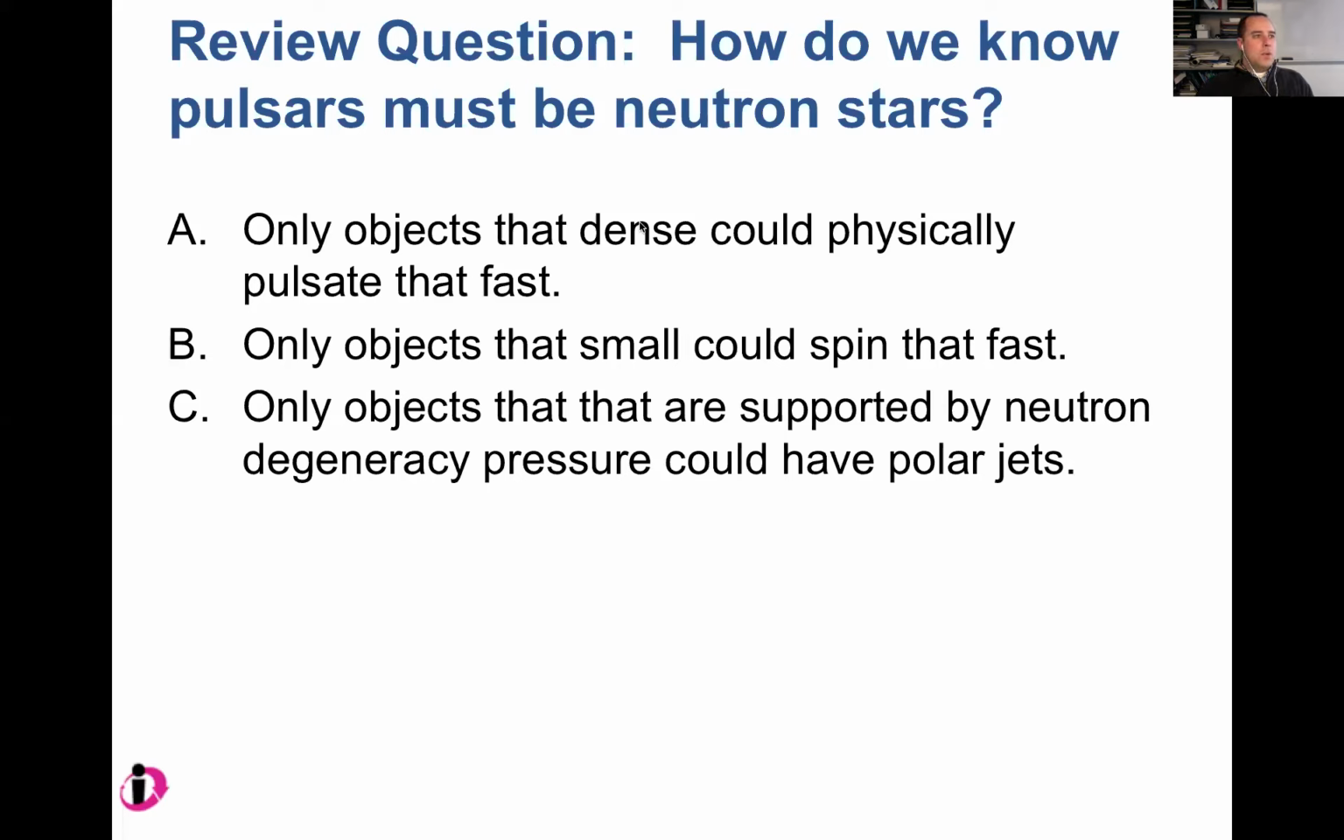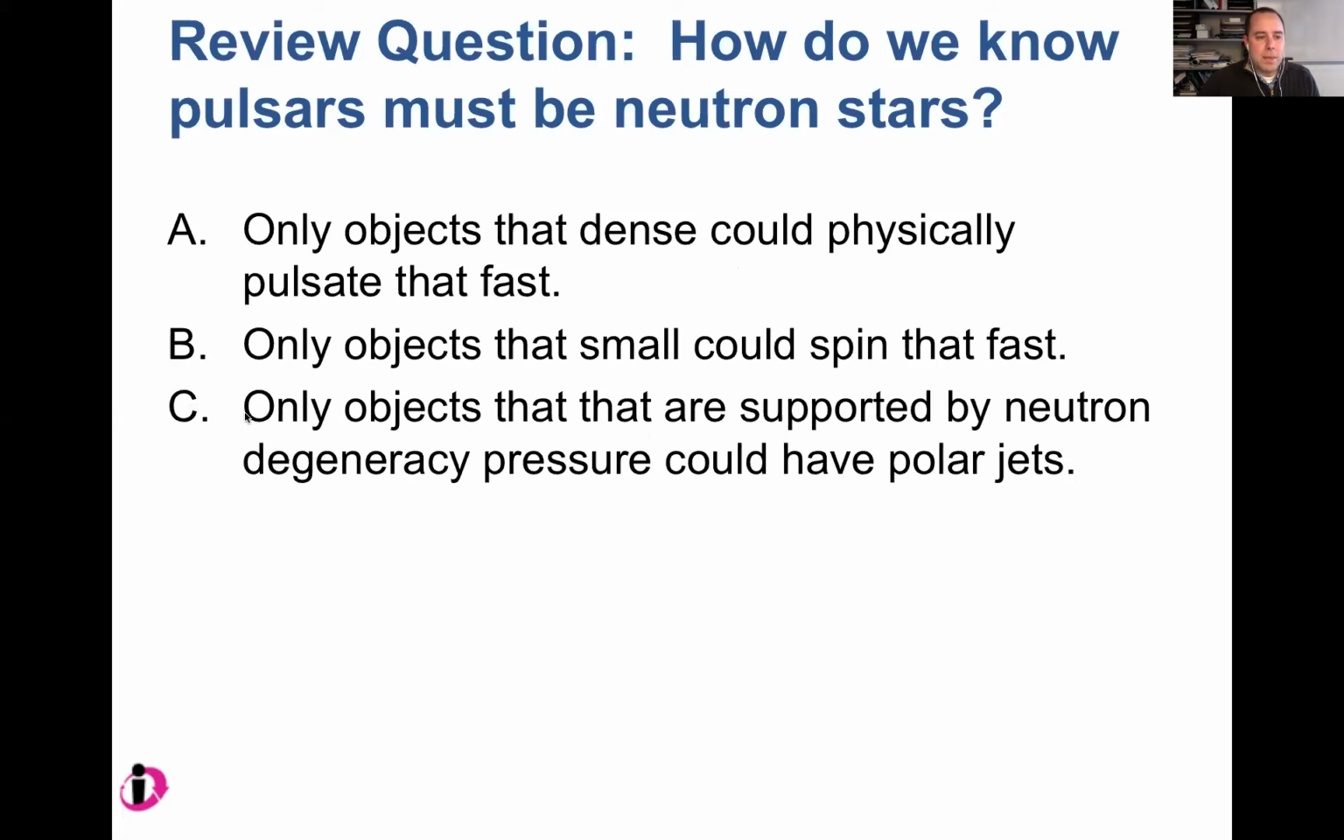How do we know that pulsars must be neutron stars? Is it that only objects that dense could physically pulsate that fast? Is it that only objects that small could spin that fast? Is it that only objects that are supported by neutron degeneracy pressure could have polar jets? What do you think? You can pause and answer if you'd like.